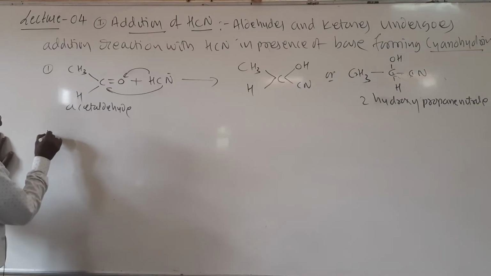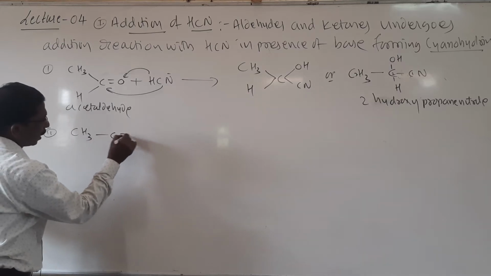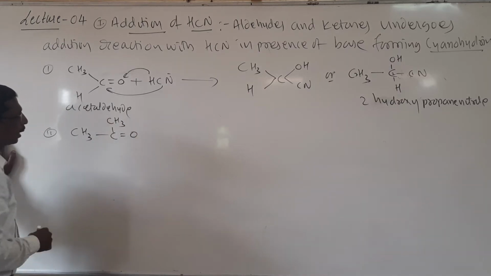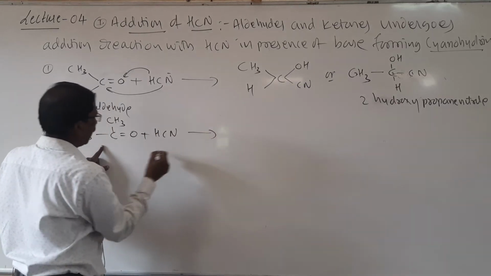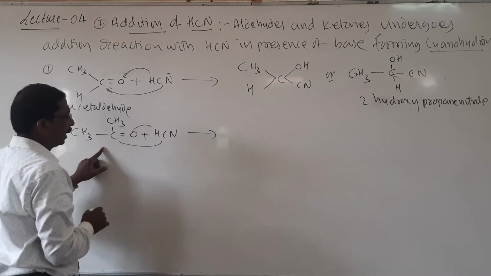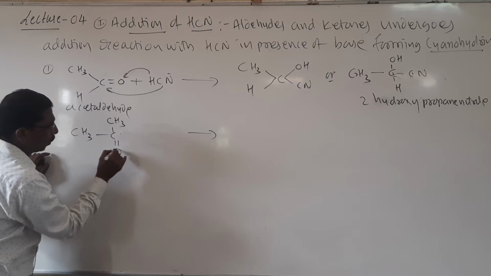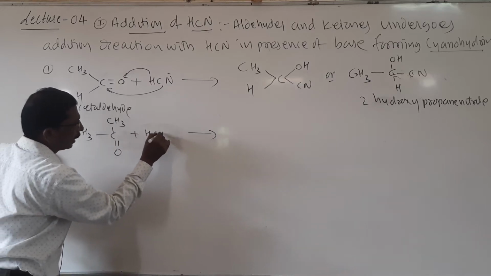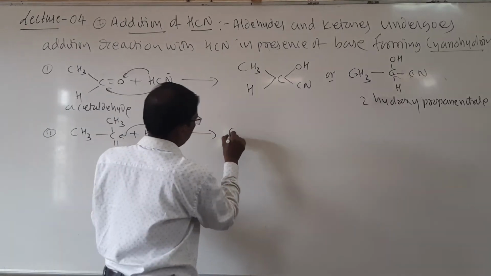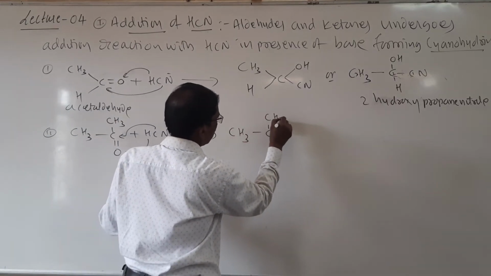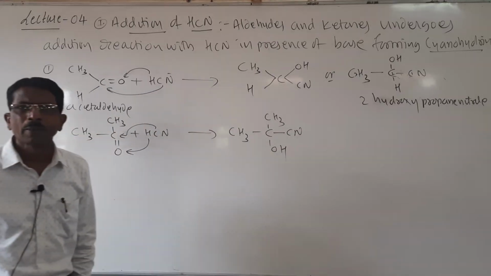And what happens in case of ketones? Look here, ketone, I will write here CH3 C double bond O CH3. When ketone is treated with hydrogen cyanide, again the same reaction takes place. I will write here O plus HCN. So H attacks here and CN attacks here. Then you will get CH3 C CH3 with CN and OH. Look here, it is also cyanohydrin.